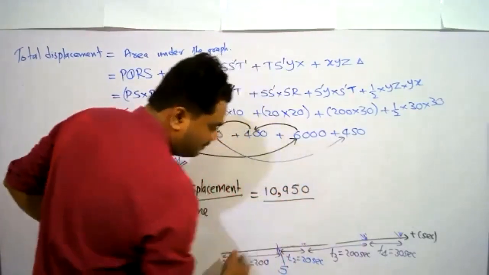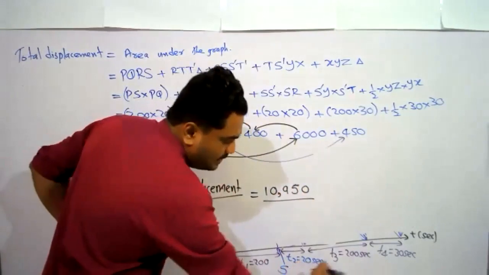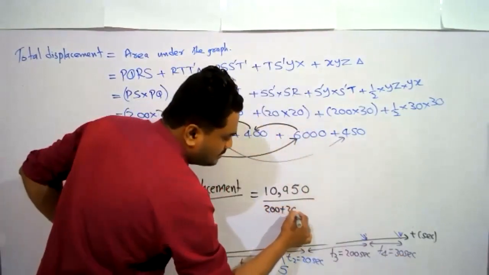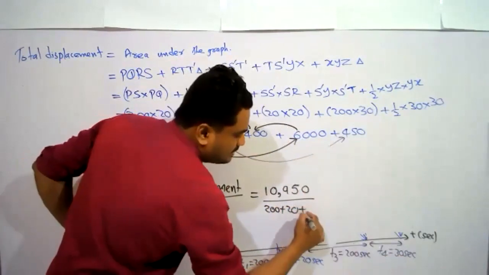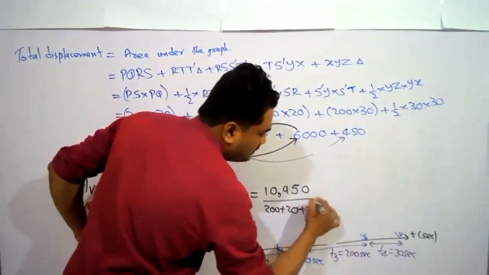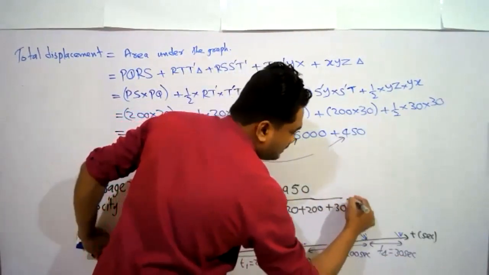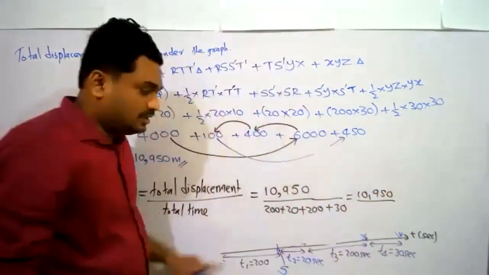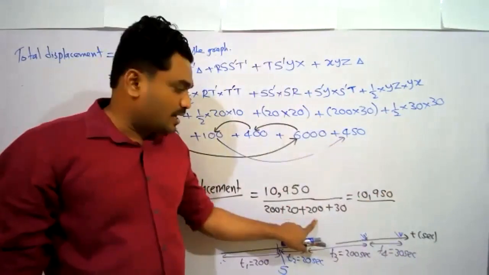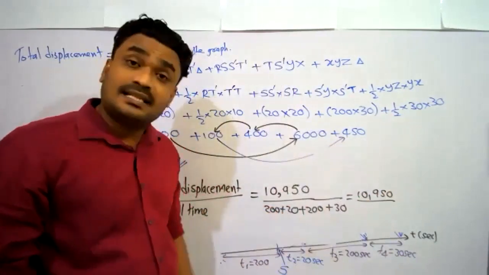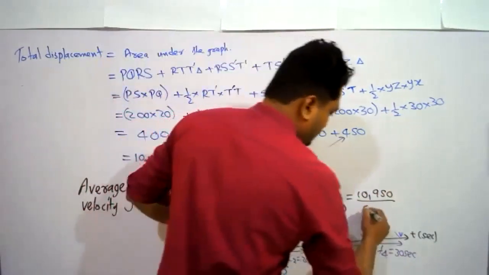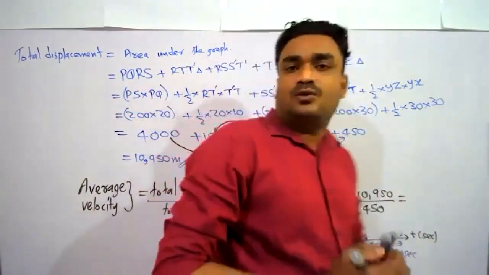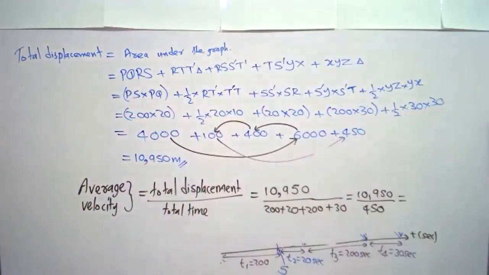10,950. Total time taken is 200 plus 20 plus another 200 plus 30. So that is 10,950 divided by 200 plus 200, 400, 430 plus 20 is 450. Can somebody divide and give me the final answer? The zeros can be cancelled out. What is this here?